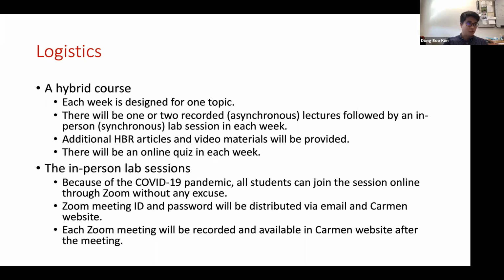Before each lab session, the Zoom meeting ID and password will be distributed through email and the Carmen website. And each Zoom meeting will be recorded and available on the Carmen website after the meeting.